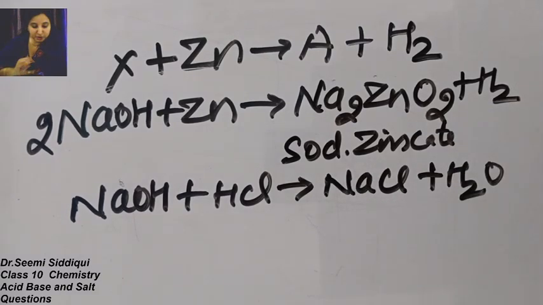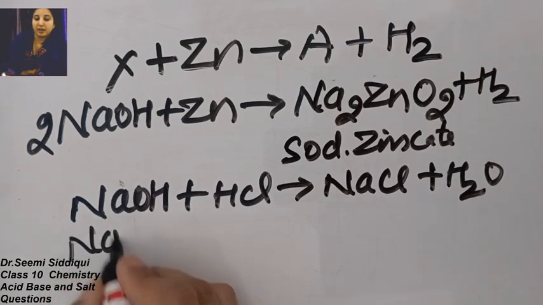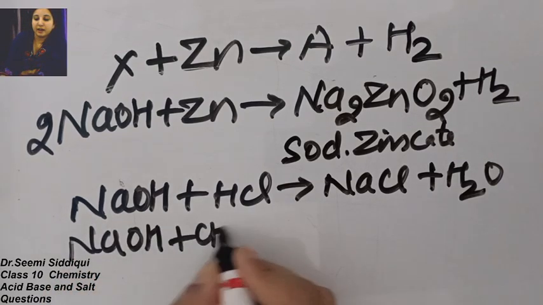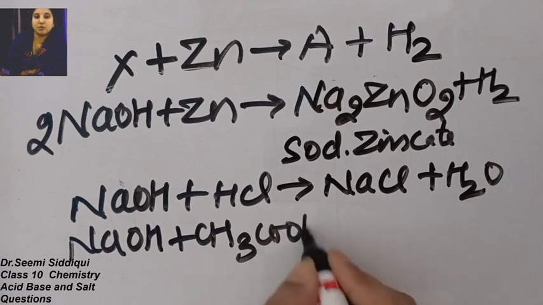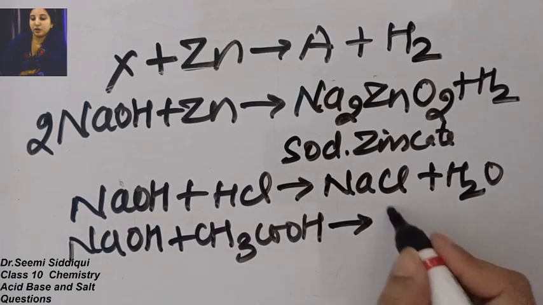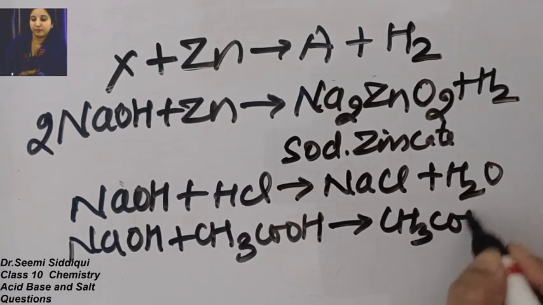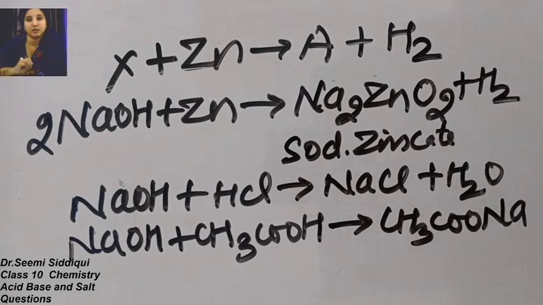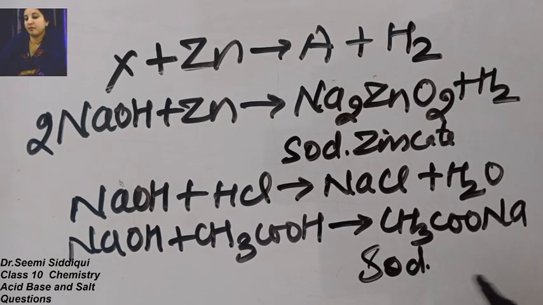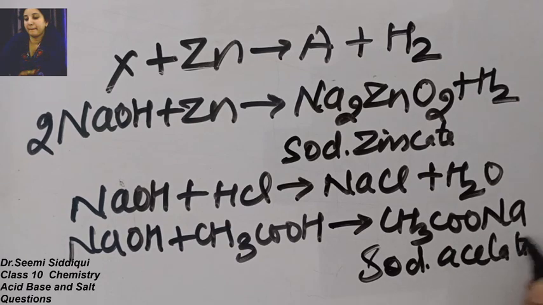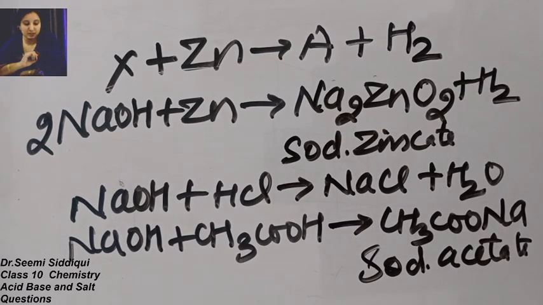In the third reaction, NaOH reacts with CH3COOH, so it is going to give a sodium salt, sodium acetate. Clear? Coming to the next question.